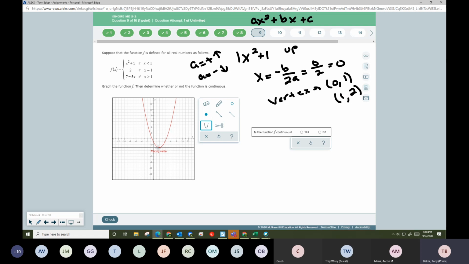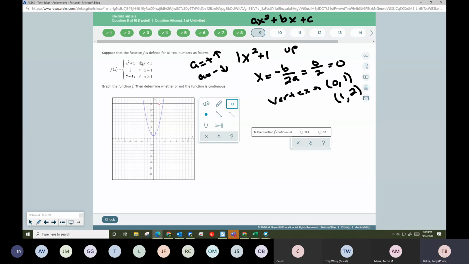So we graph this one. My vertex is at 0, 1. It's opening up. And my next point is at 1, 2. So there's my parabola. Now, the other reason I chose 1 was because that was the endpoint they gave me. That endpoint is less than, so it's not a closed circle. It's an open circle. So I'm going to put an open circle there.